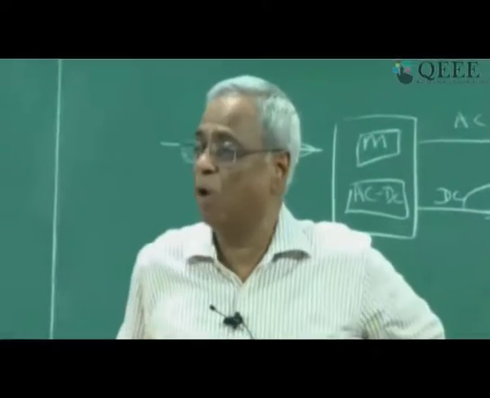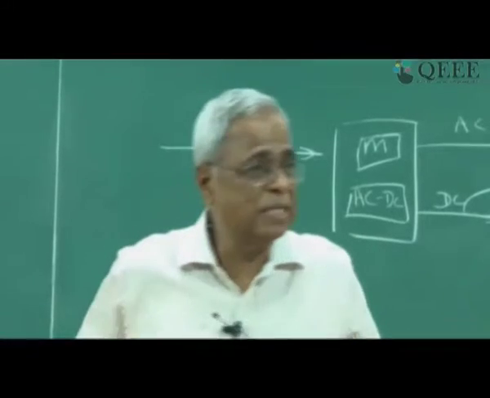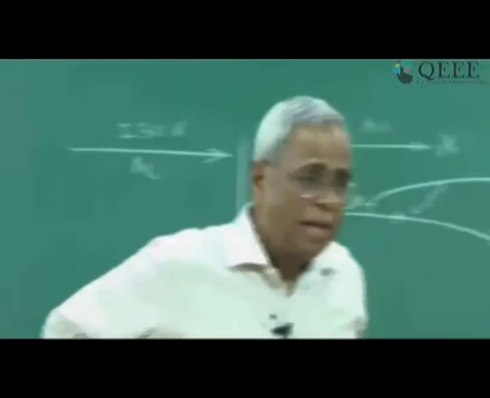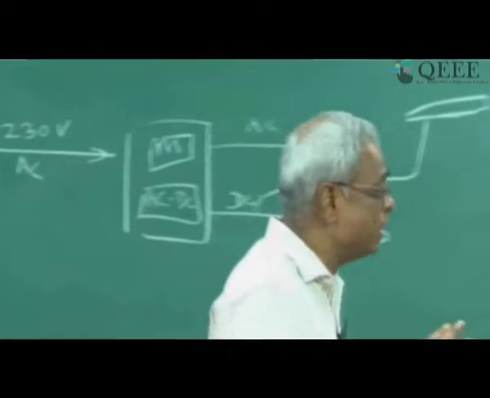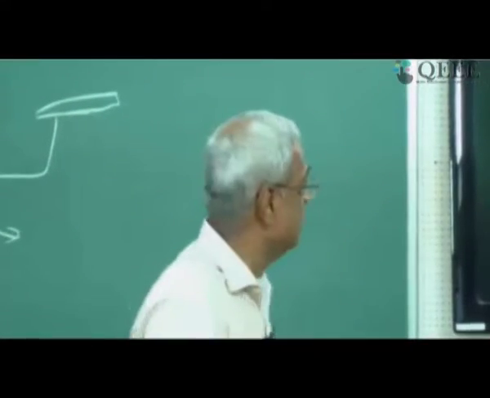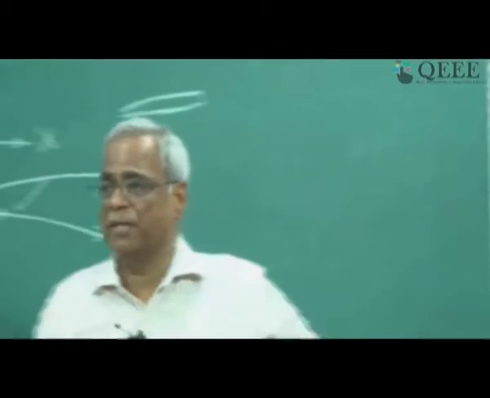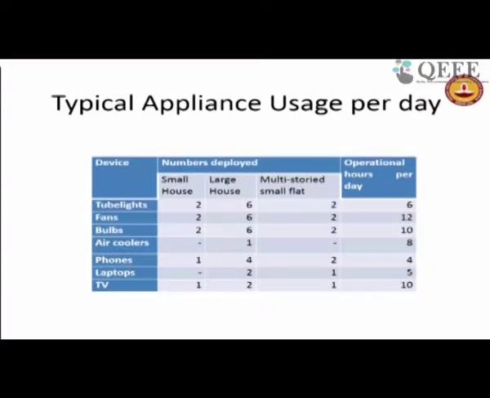A fan you may keep it longer, both in the daytime as well as in the evening and the nights. Bulbs you may keep it for still longer. Air coolers depends on where you are, you may use it for 7-8 hours as much as that. Phones have to be charged, so 4 hours is more than enough. Laptops maybe 5 hours and television about 10 hours. Now you can change those numbers. So these are important numbers and your problems are all dependent on these inputs.